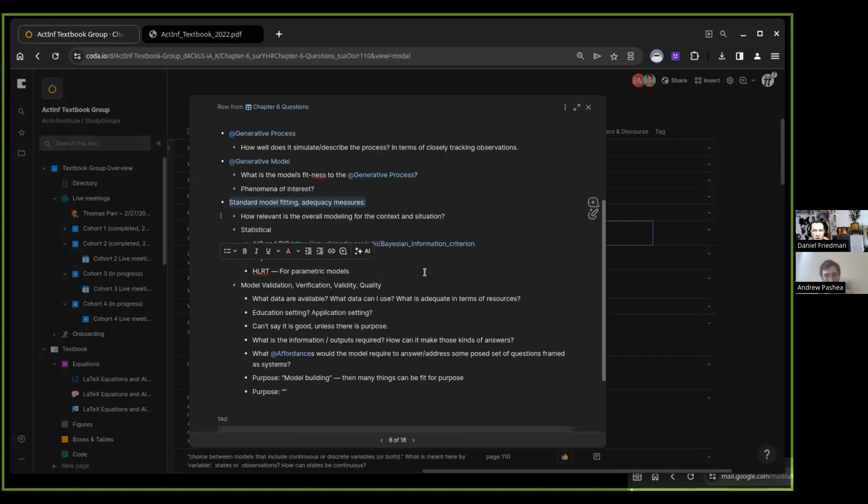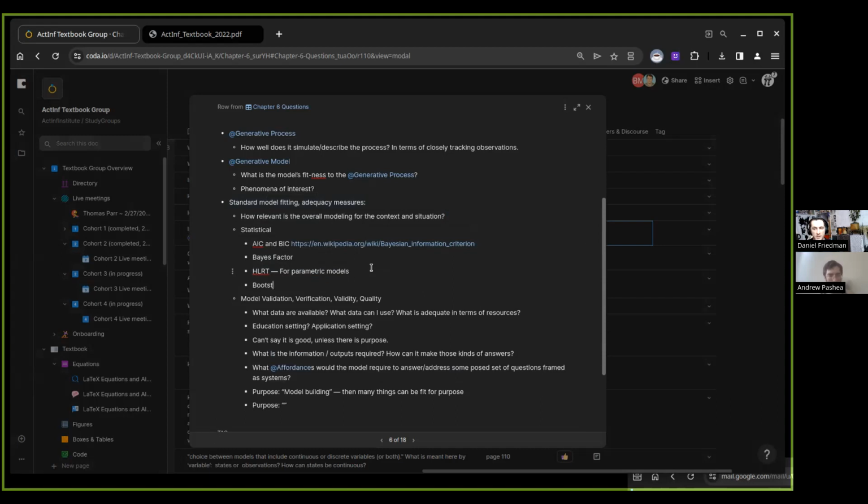Then there's a wide range of more general statistical modeling techniques. So first is like the ultimate grab bag, which is just how relevant is the overall modeling. Then there are statistical evaluations of model adequacy and model selection: Akaike information criterion, Bayesian information criterion, Bayes factor, hierarchical modeling, likelihood ratio test if you have a parametric model, bootstrap and non-parametric statistics. And then taking that more out of the statistics into the engineering model lifecycle, that's where you can think about validation, verification, validity, quality, etc. Systems engineering, model lifecycle. Any other thoughts or questions on this?